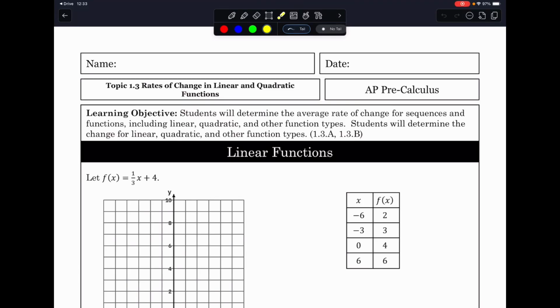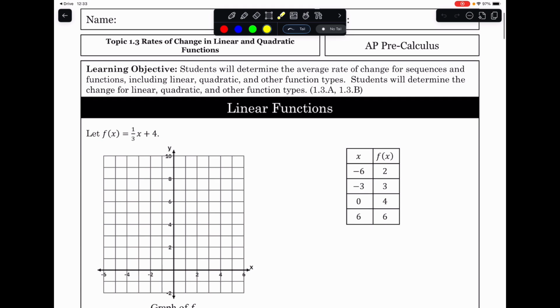Today's topic, rates of change in linear and quadratic functions. The objective here is that you will determine the average rate of change for sequences and functions including linear, quadratic, and other function types. You will determine the change of linear, quadratic, and other function types in terms of how they're changing and how that correlates to the rate of change.